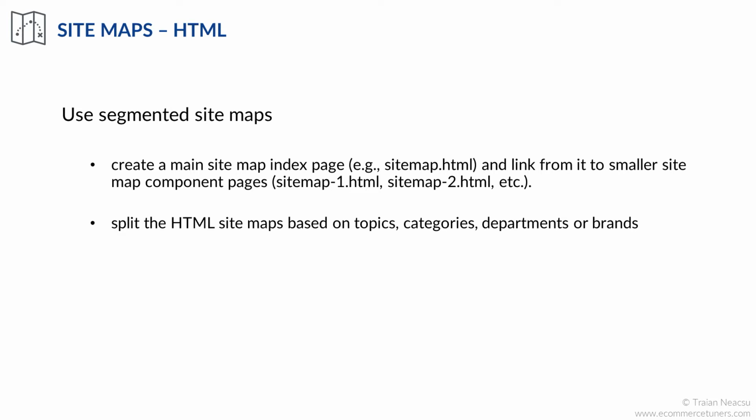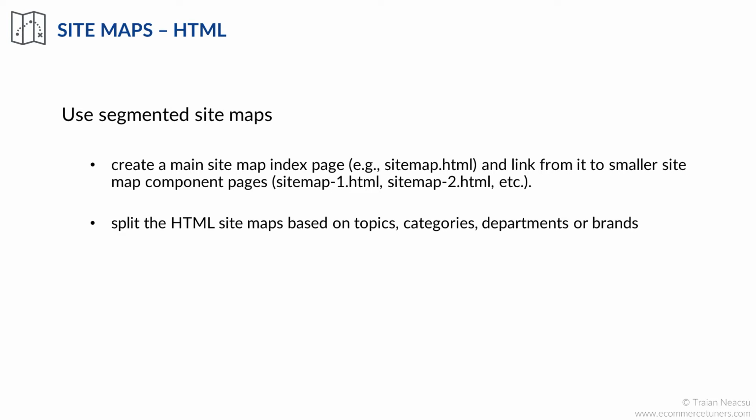Instead of a huge sitemap page that links to almost every page on your website, create a main sitemap index page, for example sitemap.html, and link from it to smaller sitemap component pages, for example sitemap-1.html and sitemap-2.html. You can split the HTML sitemaps based on topics, categories, departments, or brands. Start by listing your top categories on the index page.